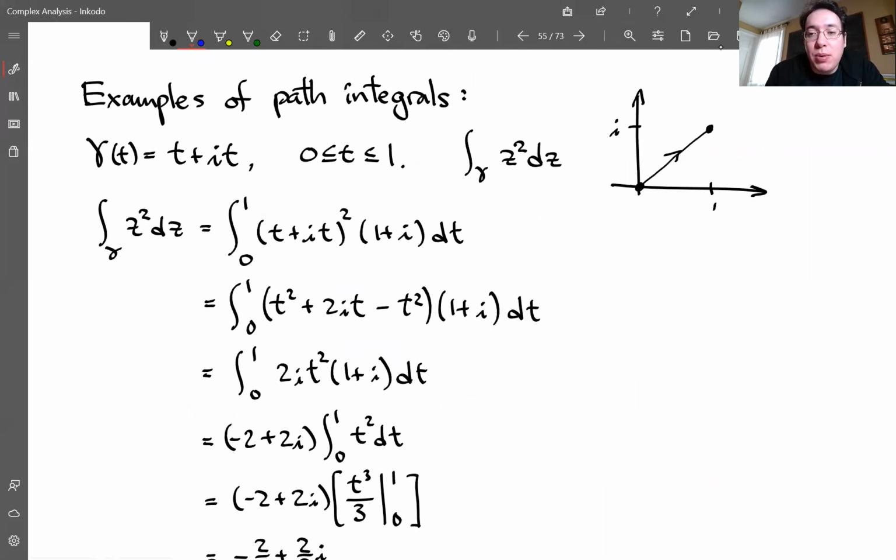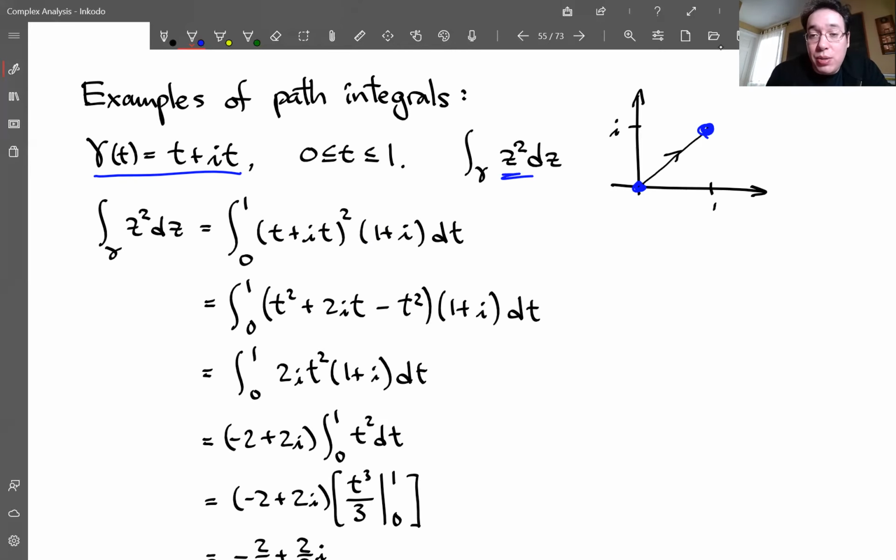Okay, so let's do a few examples of path integrals. The first path that we're going to look at is t plus it. I'm going to start from the origin at t equals 0 and go up to 1 plus i when t is equal to 1. And I want to integrate the complex function z squared. So how do we do that?